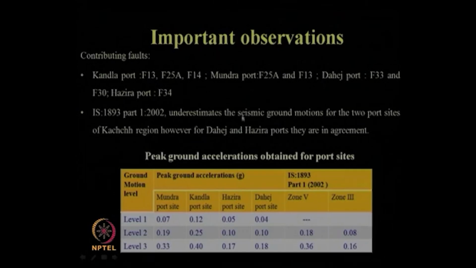So, what are the important observations we got from this analysis? For Kandla port, the contributing faults we got are F13, F25A and F14. Whereas for Mundra port it is F25A and F13. For Dahej port, the contributing faults are F33 and F30. Whereas for Hazira port it is F34.